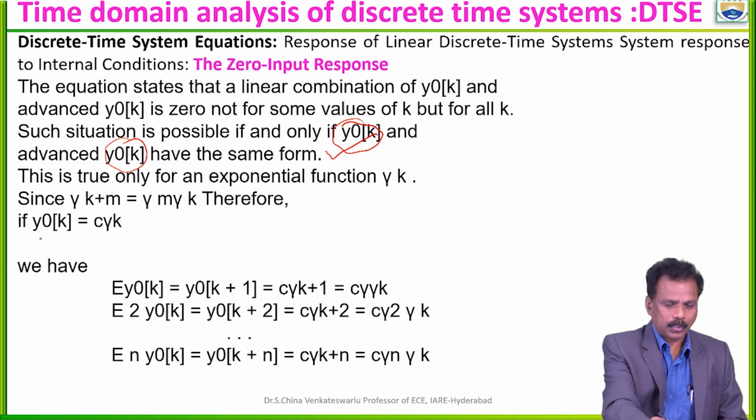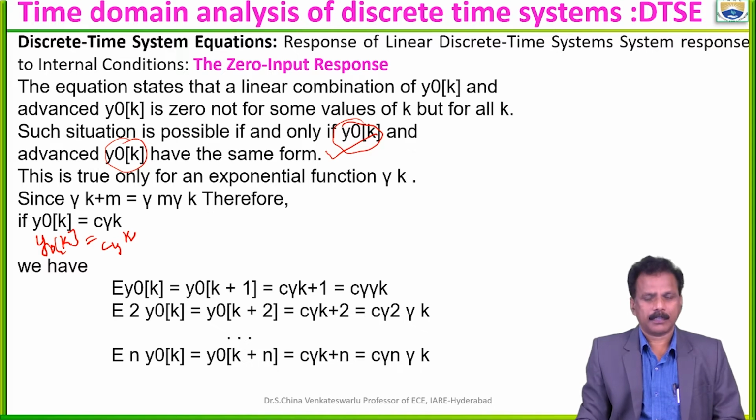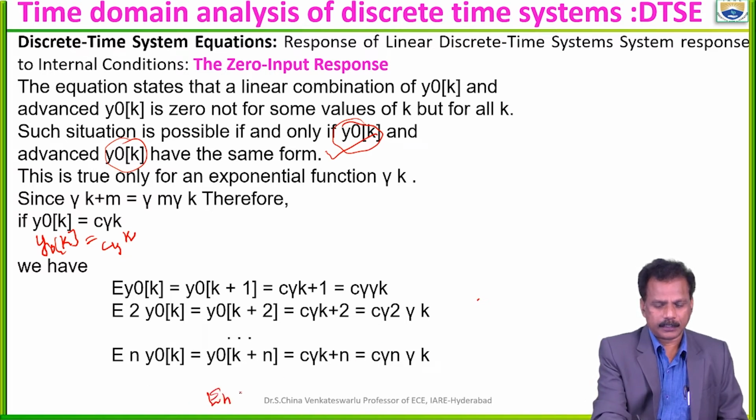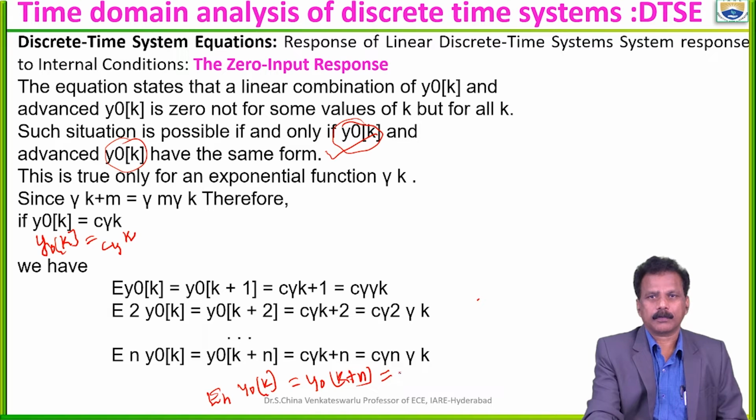Therefore, if y0 of k is equal to c gamma^k, then E y0 of k is y0 of k plus 1, which is c gamma^(k+1), and so on. Similarly, E^n y0 of k is equal to y0 of k plus n, which is c gamma^(k+n), which is c gamma^n gamma^k.